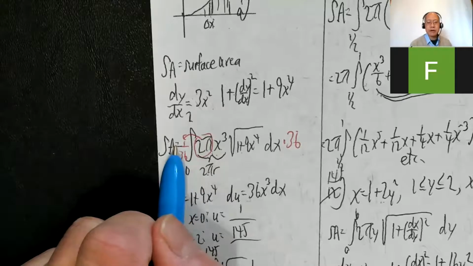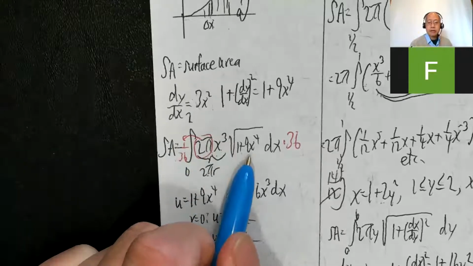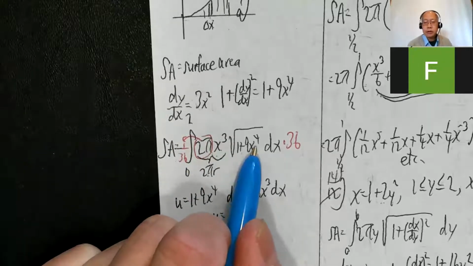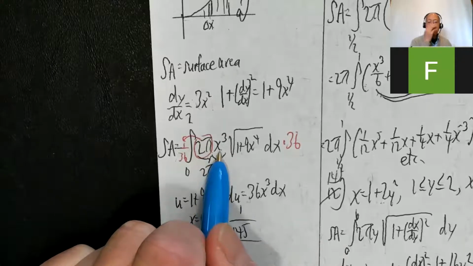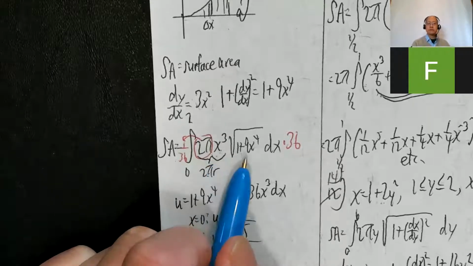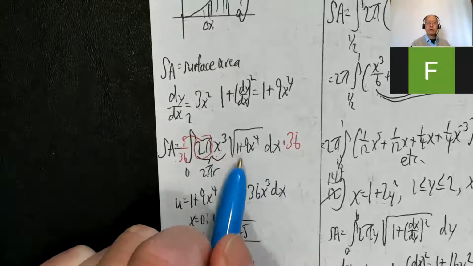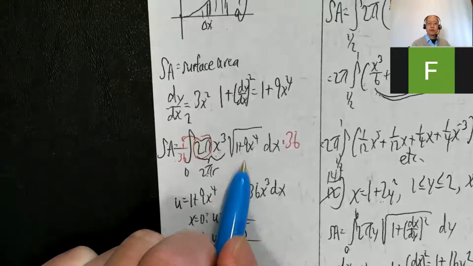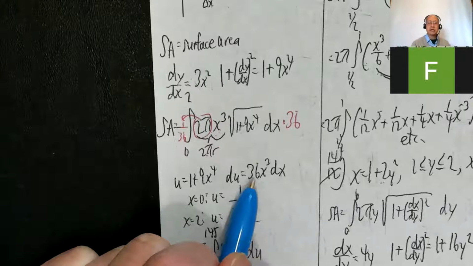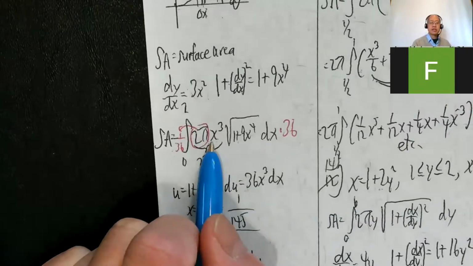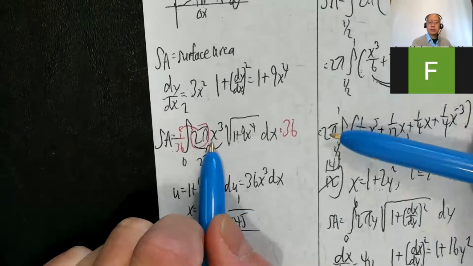Okay, normally the 2 pi comes right out. The derivative of something with x to the 4th is going to be something with x cubed, so it looks like a u substitution. u equals 1 plus 9x to the 4th. du is 36x cubed dx. There's the x cubed. I don't have a 36, easy.